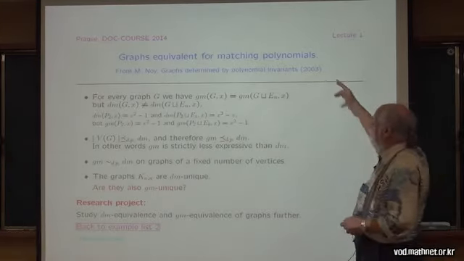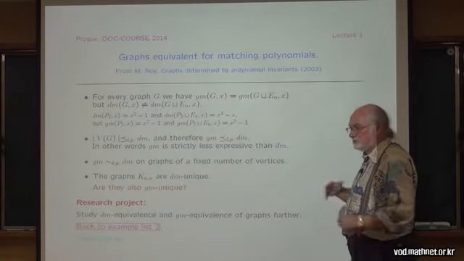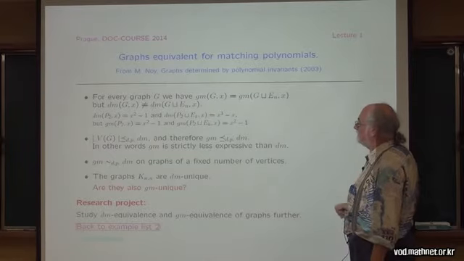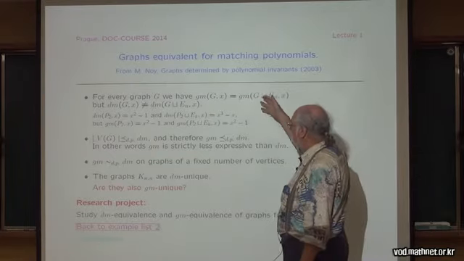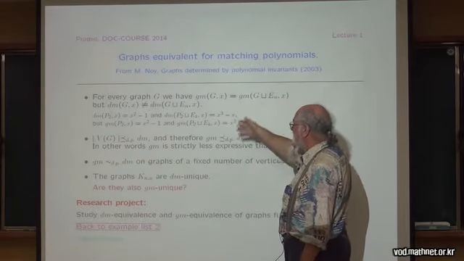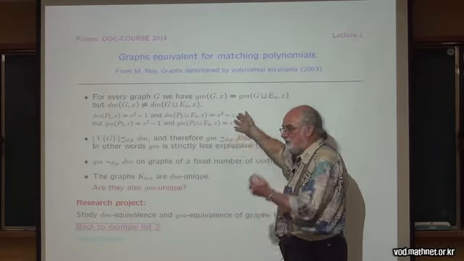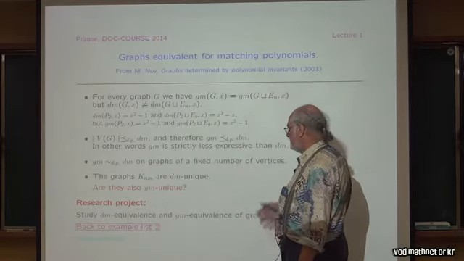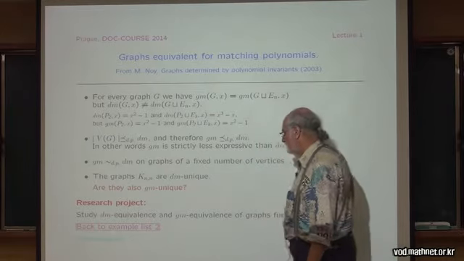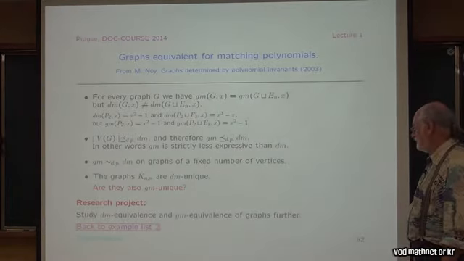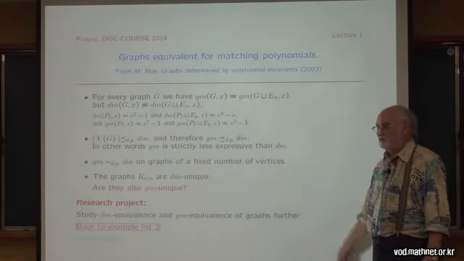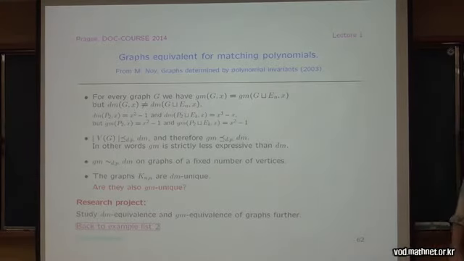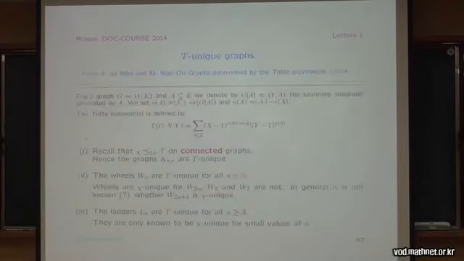So the paper by Noy contains much more than I show, but then he looks at the same for the matching polynomial. And then he gives some analysis of which graphs are unique for which matching polynomials. And you can go back to read those slides afterwards. I just want to show you what happens here. And here I ask a question. But you can do here at least a master's thesis. You can try to continue this line of research and add some more curious facts if you find them.